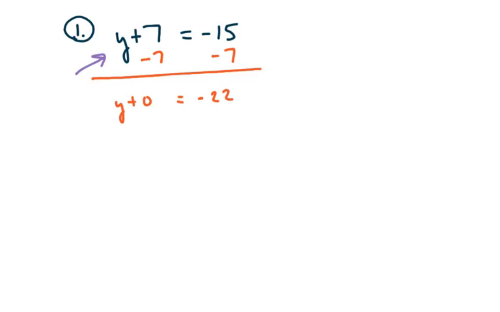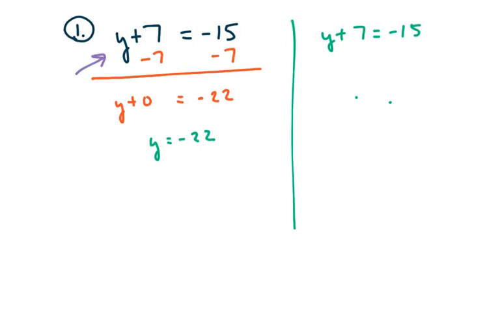Well, if you have y plus 0, that's the same thing as saying just y, so y is equal to negative 22. Now, usually when we go through a question like this, I'm going to write it again very quickly, we just take the problem and we just say subtract 7, and the answer becomes y is equal to negative 22. That's usually how we approach it.